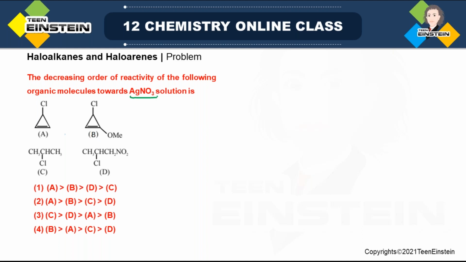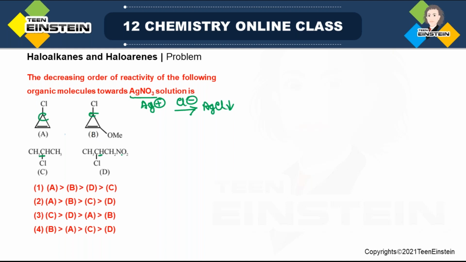But see, it is true that there is no nucleophile, but there is Ag plus. AgNO3 means there is Ag plus ion obviously present, and Ag plus can easily react with Cl minus and form AgCl precipitate, and Cl minus is present in all these molecules. So if ionization is occurring for all these carbon chlorine bonds, you can get Cl minus in the medium and then AgCl precipitation is possible.